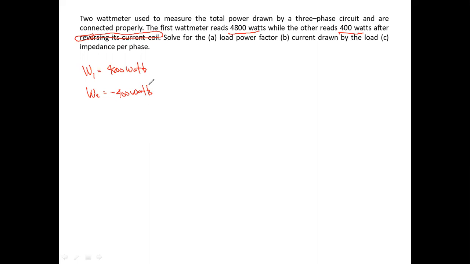Remember, in the first video presentation given to you, I explained what will happen to our wattmeter when the current coil is reversed. The wattmeter will still have the same number indication, but with a negative value. So the original reading of wattmeter 2 is supposed to be negative 400, but when the coil is reversed, it becomes the negative of negative 400, which is 400. Therefore, the original reading of wattmeter 2 is negative 400.